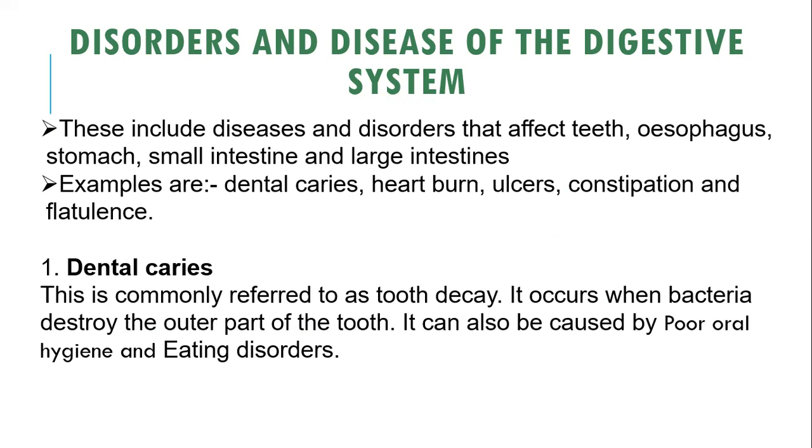Examples of these kinds of disorders and diseases include dental caries, heartburn, ulcers, constipation, and flatulence. So all these are just some of the disorders and diseases of the digestive system. Now, we'll briefly discuss them one by one, starting with the first one, dental caries.